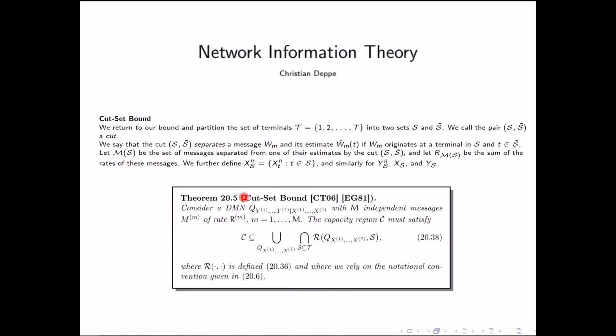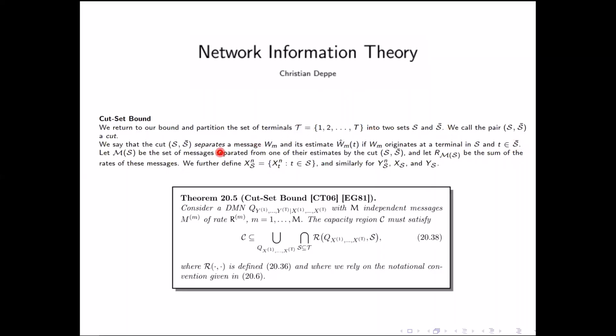And the idea is to give an upper bound by partitioning the set of terminals into two sets, S and S tilde. And this pair S and S tilde we call a cut. And we say that the cut S and S tilde separates the message WM and its estimate WM hat at terminal T if WM originates at a terminal in the set S, and T, where the estimate should be made, is in the complement S bar here.